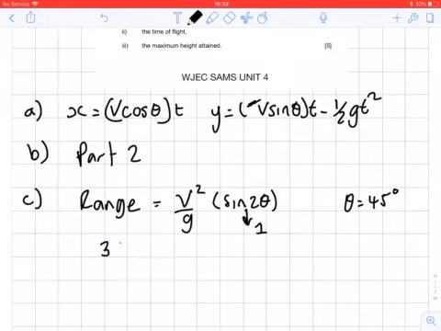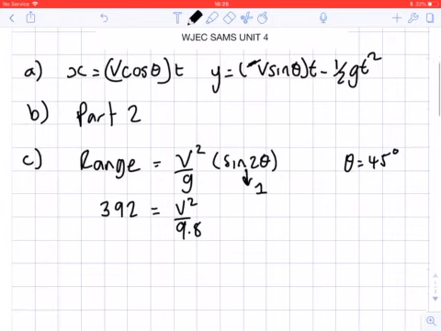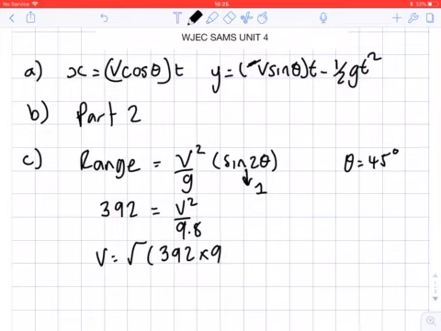Well, my range is 392, which is v squared over g, or 9.8. And then obviously v will become the square root of 392 times 9.8, and that gives you an answer of 62 meters per second. Now that's part 1.